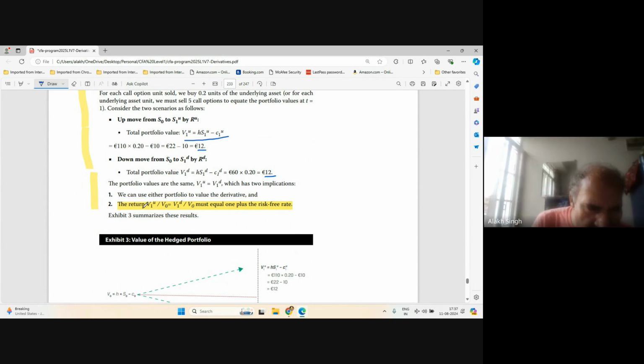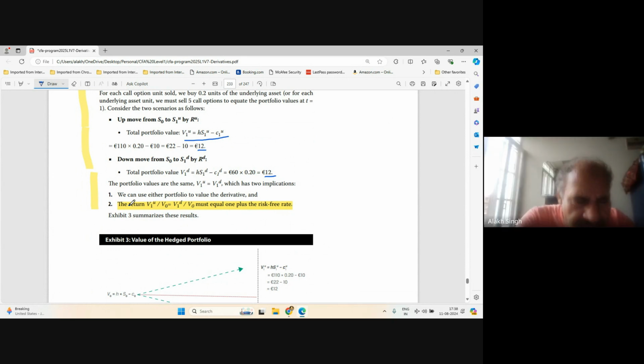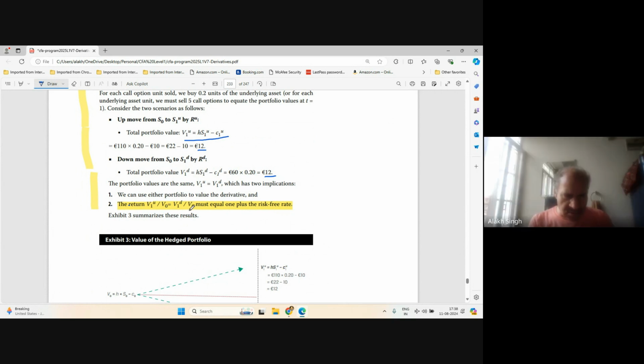Actually, my language is not very good. It should be the return, not the ratio. But V1U by V0 would be greater than 1, and V1D by V0 will be less than 1? No, it won't be less than 1. Why would it be less than 1? Because V1U and V1D are equal. We calculated 12, no? Yes, both are equal, so both ratios are equal.